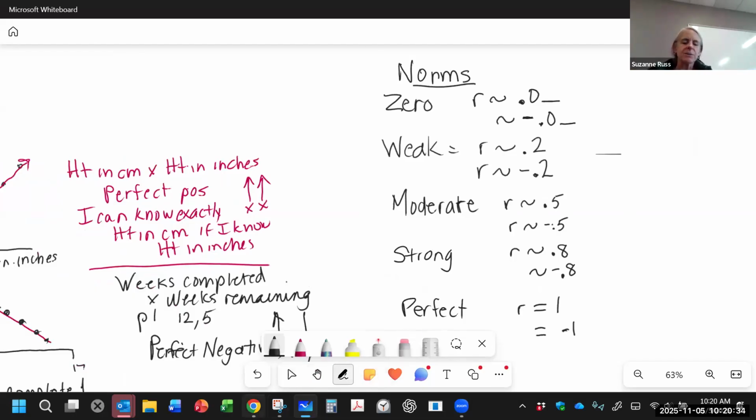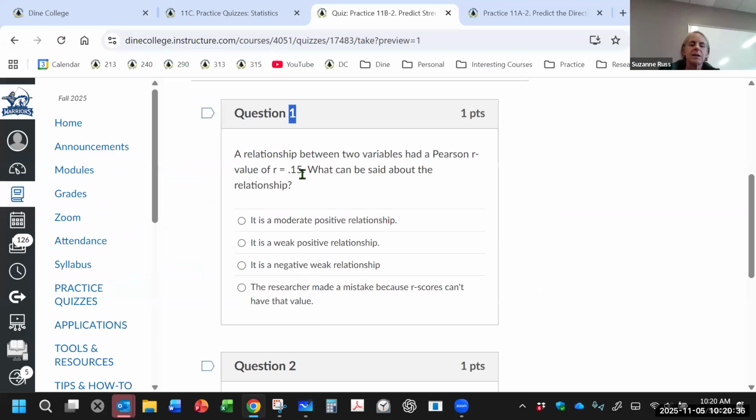Let's answer that first question together, actually. First off, we have to rule out the negative one, right? We know this isn't a negative relationship because there's no minus sign. So would we say it's a moderate positive using those thresholds I just gave you, or a weak positive? Moderate.